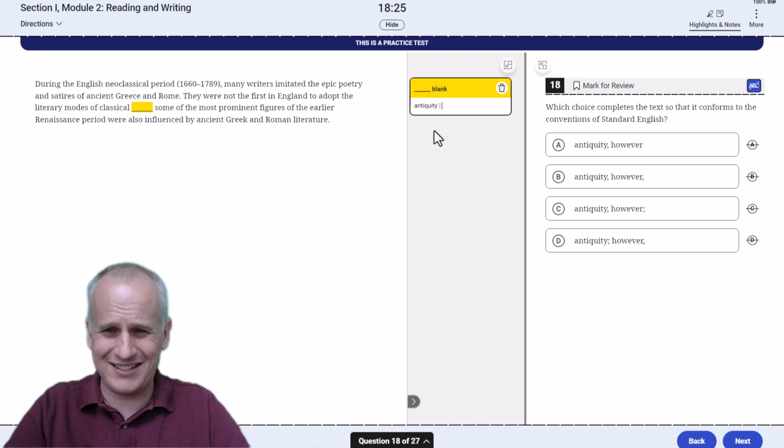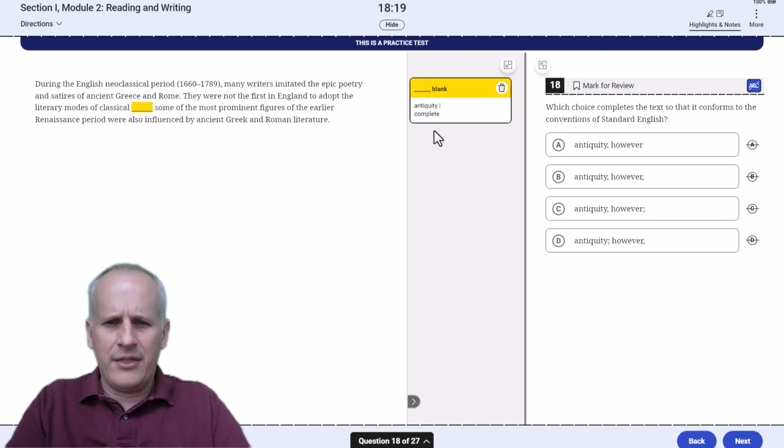So if I just think about that, we've got "they were not." That's a subject-verb pair. So this is a complete idea. Then after the vertical line, we pick up with "however."